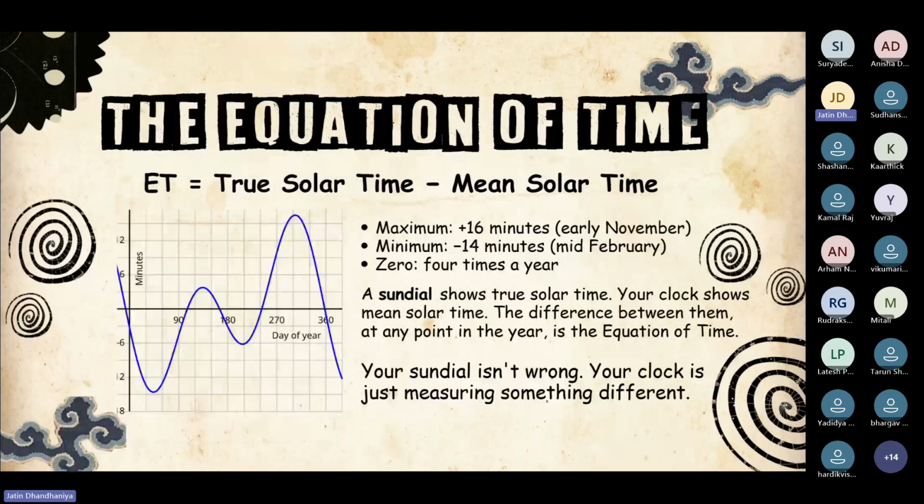Now the equation of time. Equation of time is the true solar time minus the mean solar time. During early November, the maximum equation of time is plus 16 minutes, while the minimum is minus 14 minutes. The equation of time varies from minus 14 minutes to plus 16 minutes, and it becomes 0 four times in the year. A sundial shows true solar time. Your clock shows mean solar time. The difference between them at any point in the year is the equation of time. Your sundial isn't wrong. It is just measuring something different.